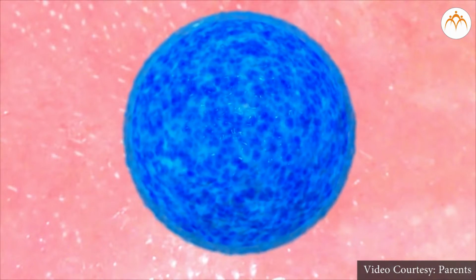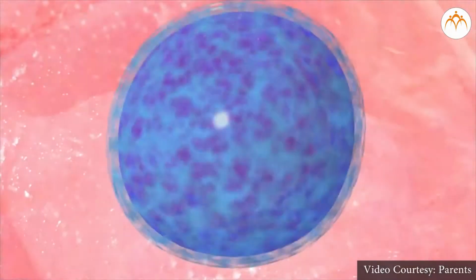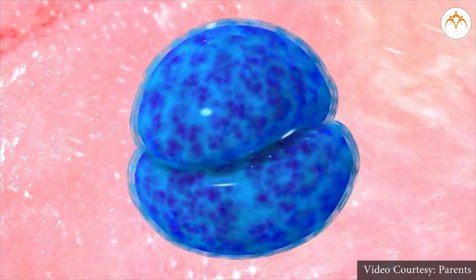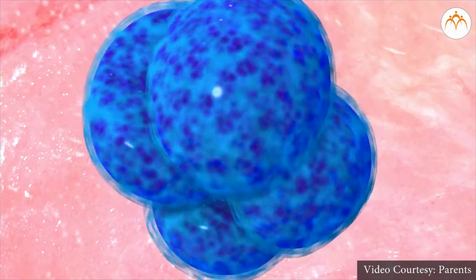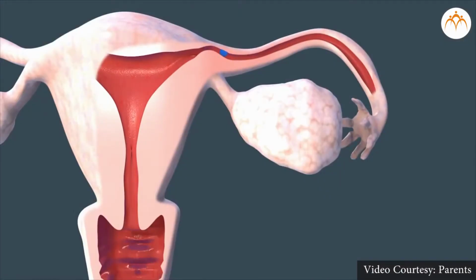Development of embryo and birth. After fertilization, the zygote is formed in the oviduct. It starts dividing by mitosis to form an embryo. Simultaneously, the embryo starts migrating towards the uterus. On entry into the uterus, the embryo attaches to the wall of the uterus, called implantation.